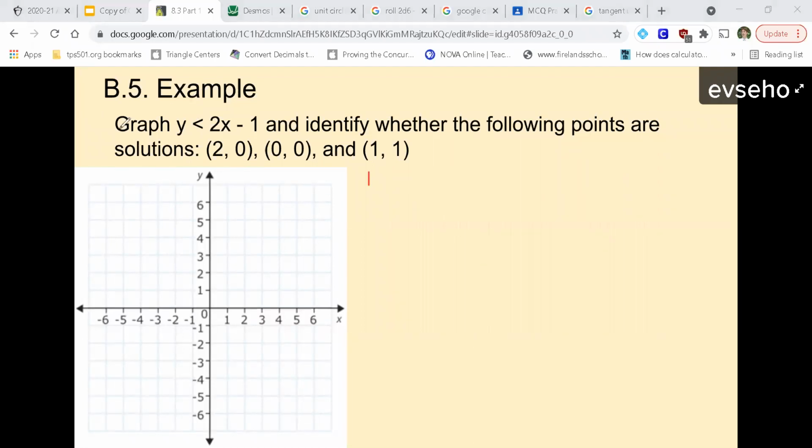First step, plot your y-intercept. Write this down. If you're doing the guided notes, you should see that as the first sentence. Plot the y-intercept. For our problem, the y-intercept is -1. That's our b value, right? So we're going to plot that right here.